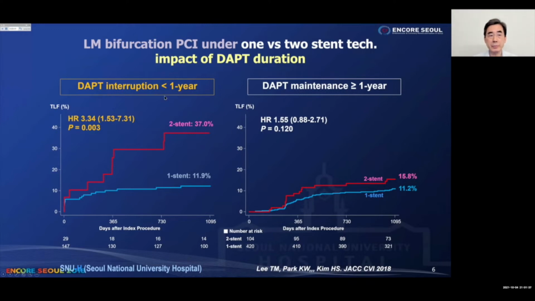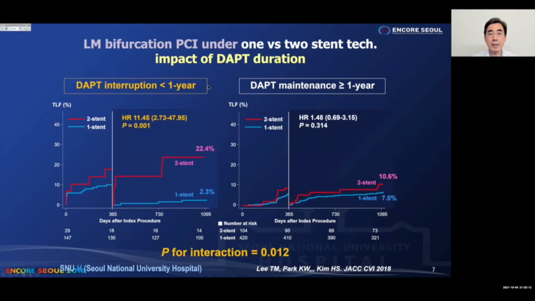In the shorter DAPT group, the 3-year TLF rate after two stent was about 37%, while one stent was still 11%. But in the population with longer DAPT, more than 1 year, the 3-year TLF rate even after the two stent technique is 15%, very close to 11% after the one stent technique. Here, the high TLF rate after two stent technique, such as 40%, can be reduced by more than half by prolonged DAPT. In landmark analysis at 1 year, divergence really happened under the coverage of monotherapy.